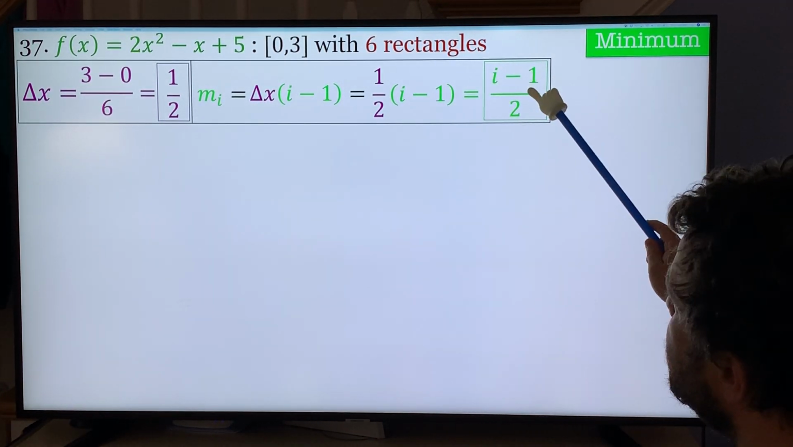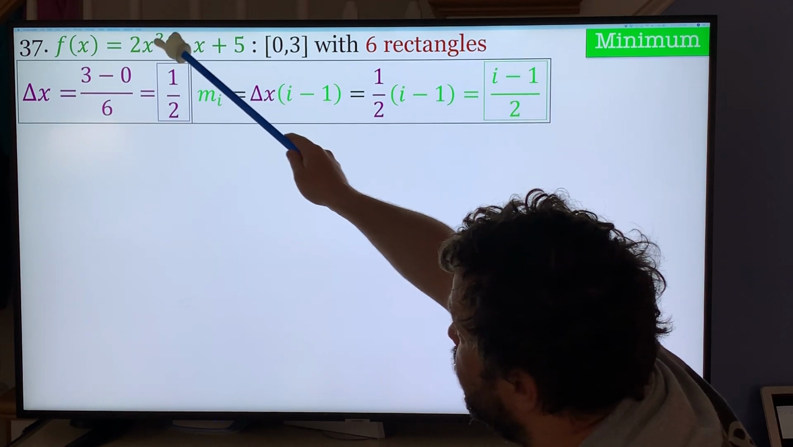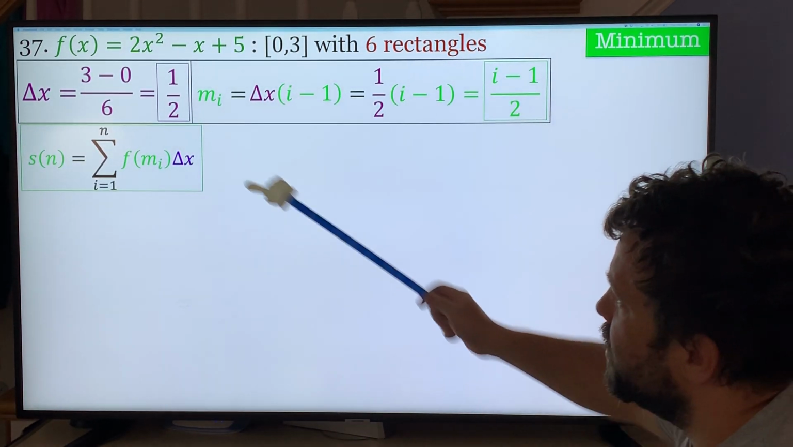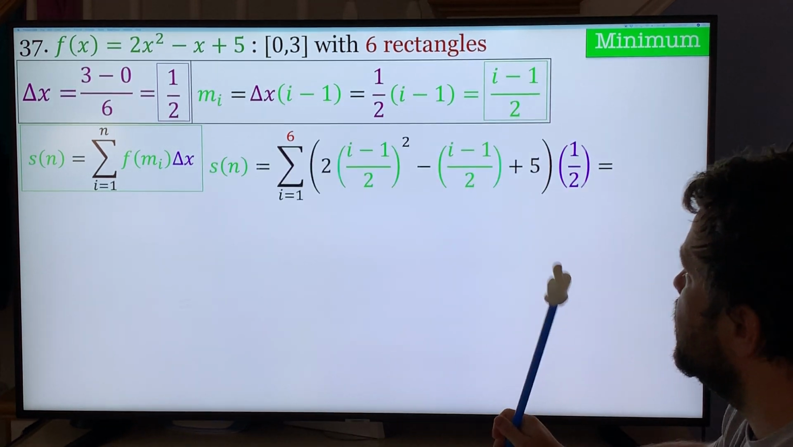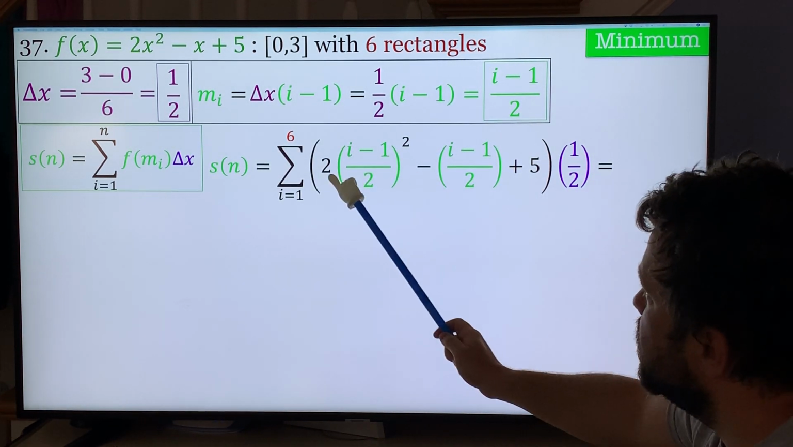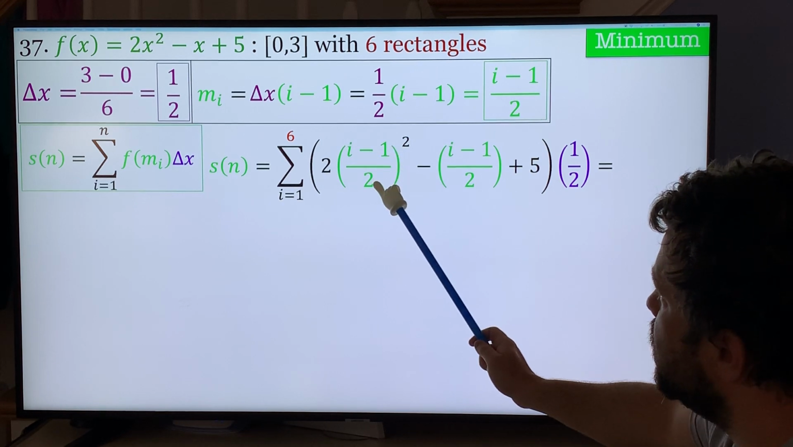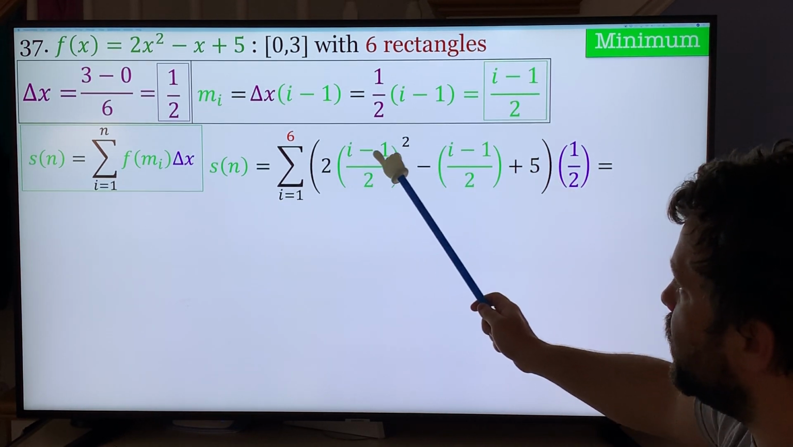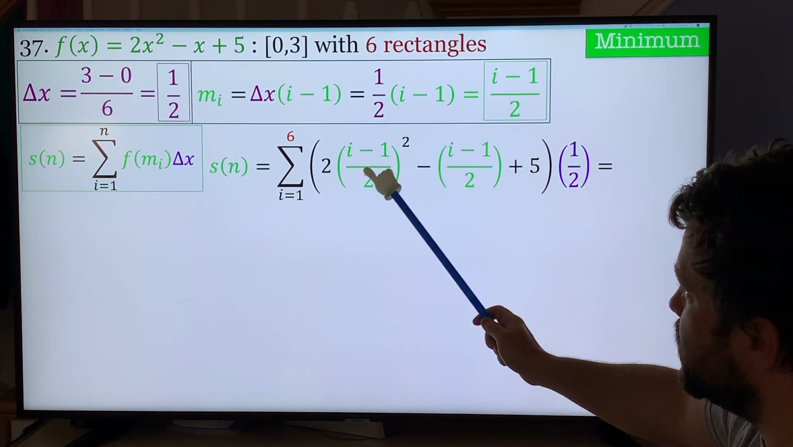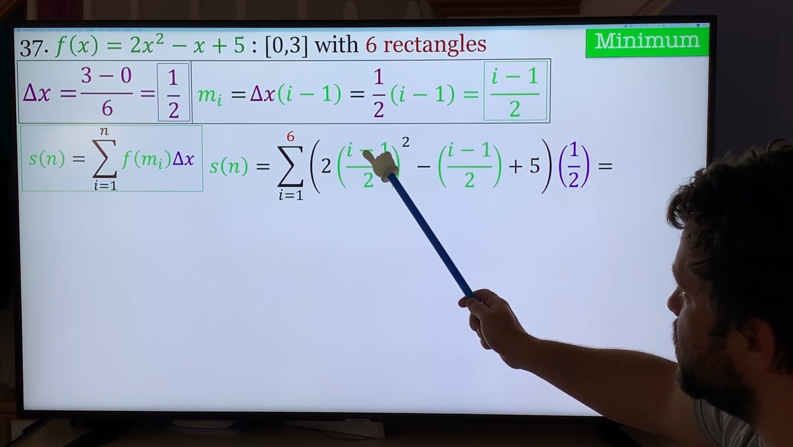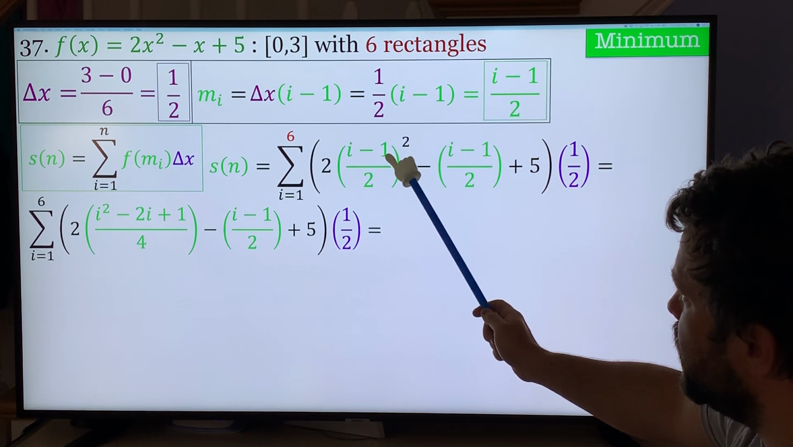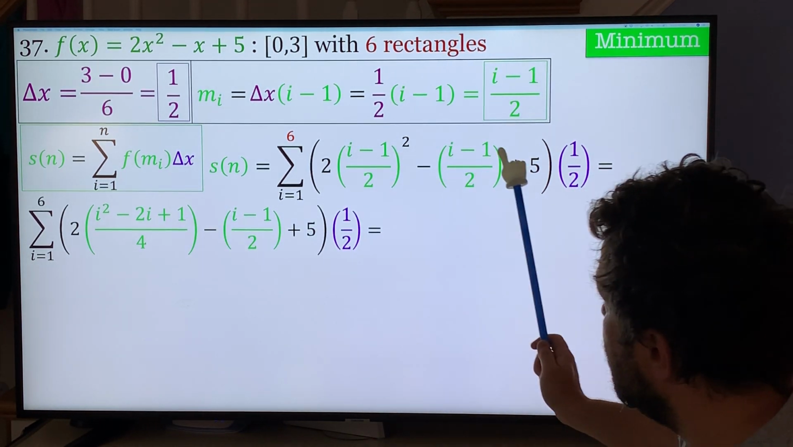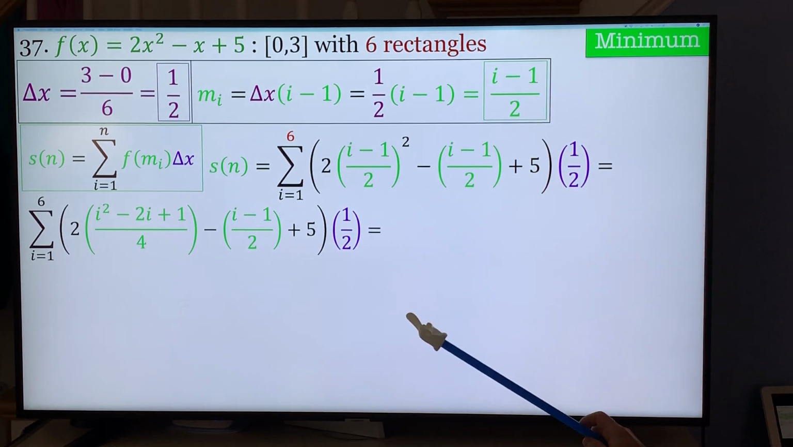Now you're going to take this i minus 1 over 2 and plug it in for both of these x's, because that's the formula, and then multiply it by 1/2. So you have 1/2 times 2 times (i minus 1 over 2) quantity squared, minus (i minus 1 over 2), plus 5. You have to FOIL the top, and the bottom becomes 4. So it's 2 times (i squared minus 2i plus 1) over 2 squared, which is 4, minus (i minus 1) over 2, plus 5, times 1/2.